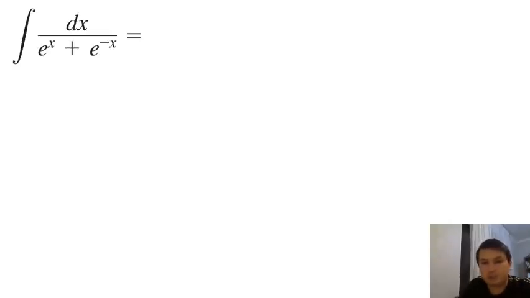But here's what I will do. I will put it in a slightly different form, and then we will see what's happening here. So what do I do? Well, I can write it as e^x plus, I can flip e^(-x) as 1 over e^x, right?